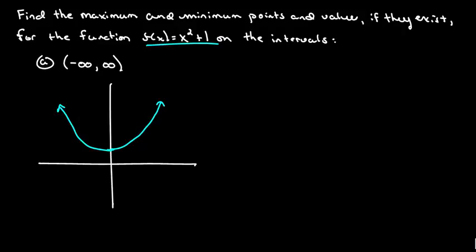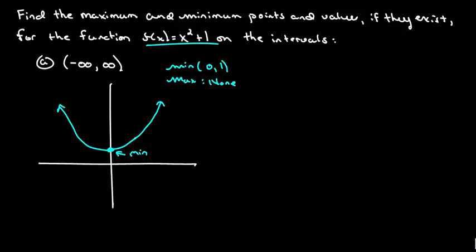Okay, anyway. So we've got this interval, negative infinity to infinity. What we're saying is anywhere on the x-axis, where is the minimum point and where's the maximum? Well, there's clearly a minimum point here, and so we have a minimum at (0, 1), because this guy's up at a height of 1. So that's our minimum. The maximum, though, well, there is none.